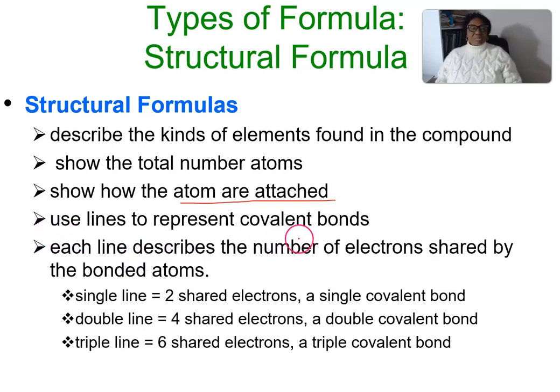We use lines to represent covalent bonds. A single line, we'll write it like this. That's a single bond, single covalent bond. A double bond, 2 lines. And a triple bond, 3 lines. So that is how we represent covalent bonds, with lines.